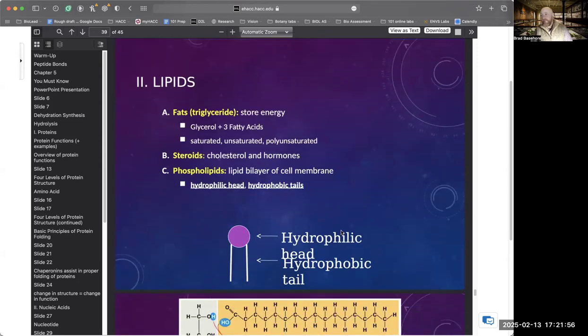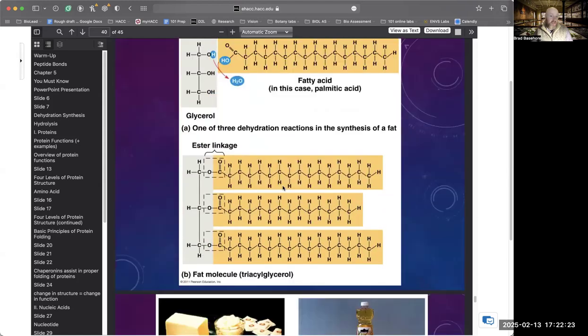The last category of biological molecules is lipids. Lipids are a little bit different. They don't follow the monomer polymer trend exactly. They sort of do, but not exactly. The most common type of lipid that you're going to come in contact with is what's called a triglyceride. So I'll just show you on the next slide.